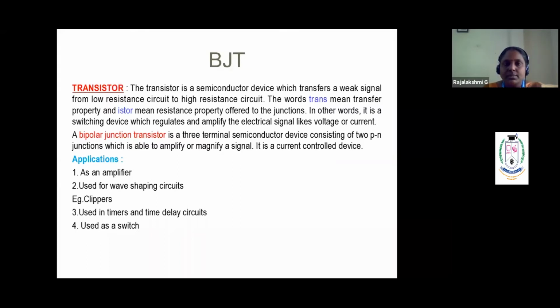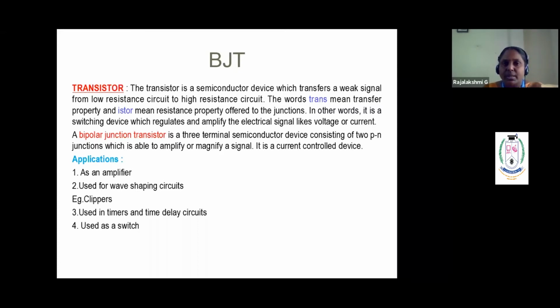The transistor is a semiconductor device capable of transferring a weak signal from a low resistance circuit to a high resistance circuit, or we can say from a low resistance path to a high resistance path. The name transistor is derived from trans, meaning transferring the signal, and istor, from resistance. So together it is put as transistor, because it is able to transfer the signal from the low resistance path to the high resistance path. That is why the resistor word is used here.